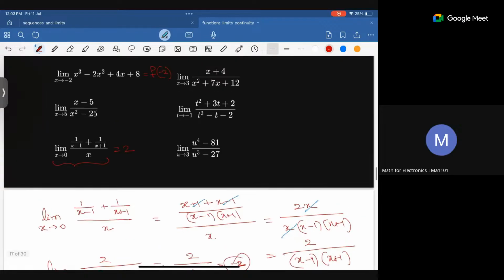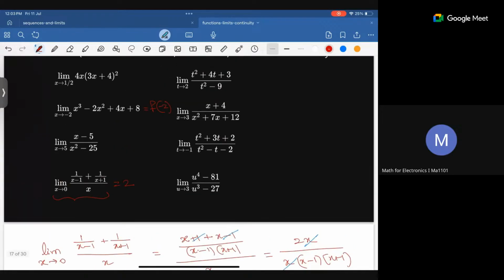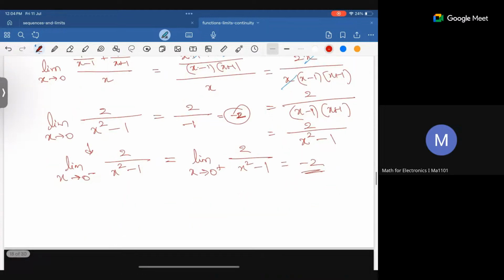So the first thing is to check whether the function is continuous or not. If it is continuous, directly substitute the value. The next thing, if you can't substitute the value directly, is to try to simplify the given expression. If you simplify the given expression, then it is very easy to compute the limit.